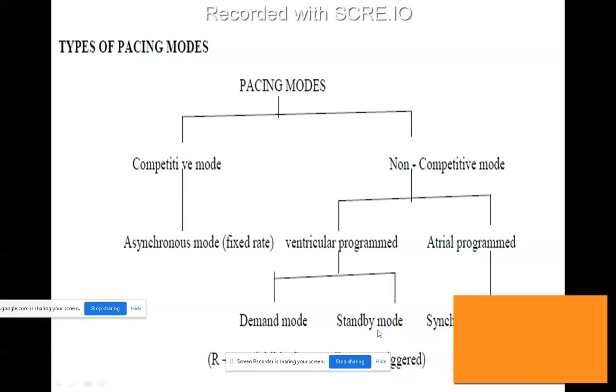Okay. So under the ventricular programmed node, you'll be having demand mode and standby mode. Demand mode means based on the demand of the heartbeat, you will be requiring the pacemaker signal. You will be getting the signal based on the demand required by your heartbeat. But standby mode means permanent. Constantly it will be providing the pulse to the heart by the pacemaker. So what is synchronous, asynchronous?